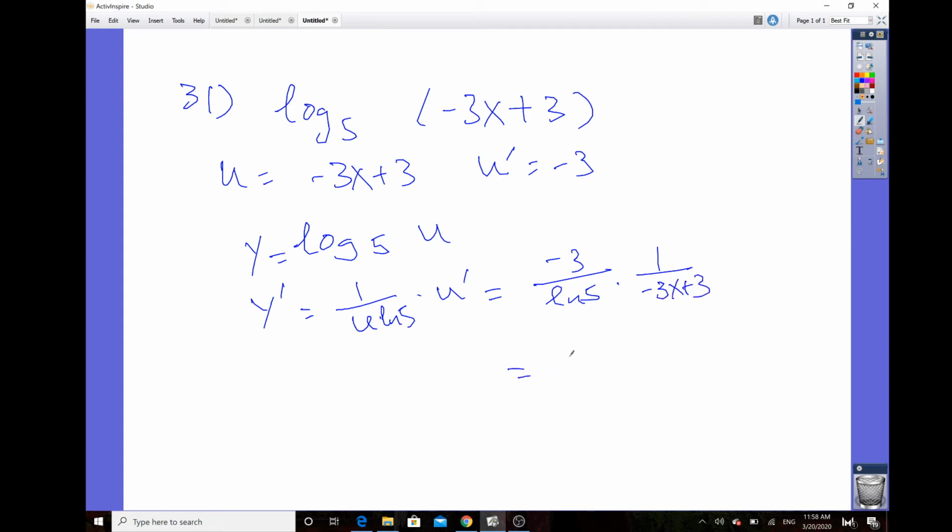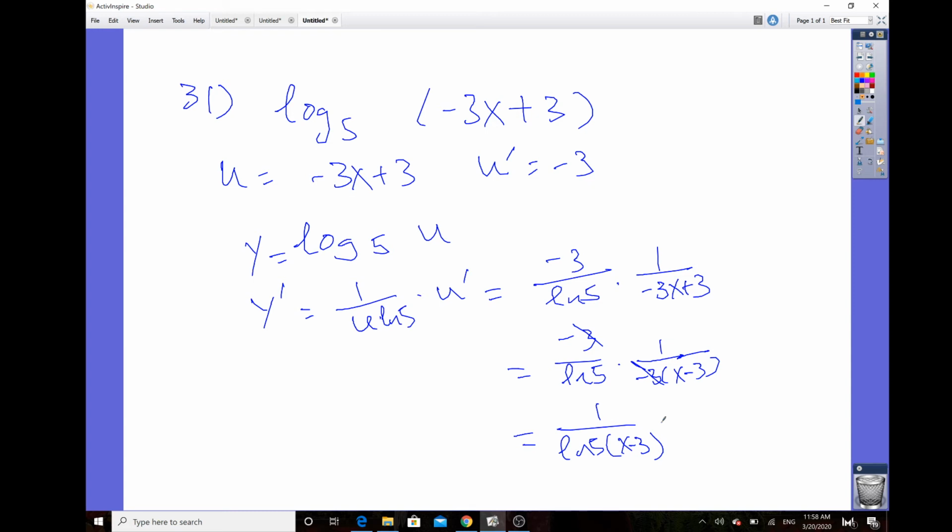And for those of you wondering, can I simplify this? Negative 3, can I cross that out? Yes, you may. So negative 3 natural log of 5 times, so we can take out the negative 3, so we do have x minus 3. So the negative 3 got canceled. So eventually we are left with 1 over natural log of 5 times the quantity of x minus 3.